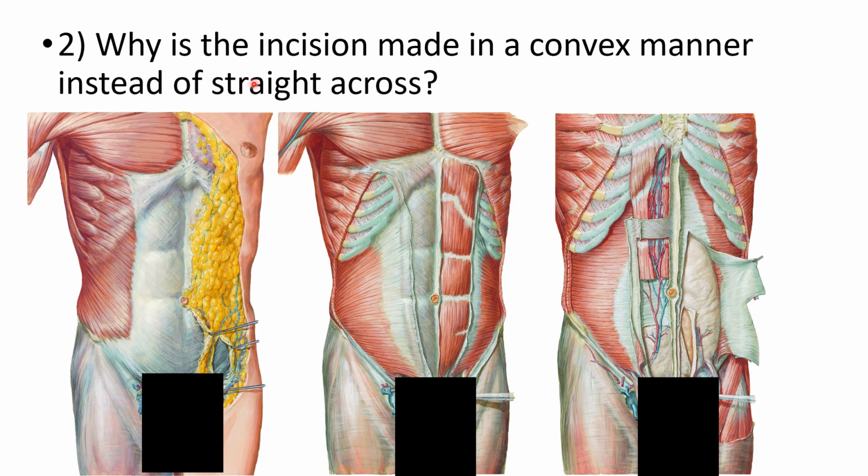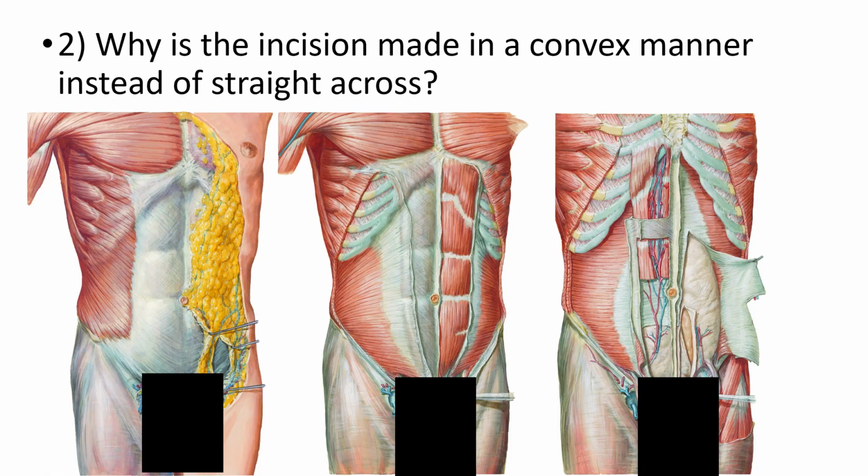Now, the second question is, why is the incision made in a convex manner instead of straight across? Try to see here in this first picture, you can identify external oblique abdominis muscle fibers. They are oblique, running forwards, downwards, and medially. Beneath that, you can identify internal oblique muscle fibers, running upwards and medially. Then beneath the internal oblique, you can identify transversus abdominis muscle fibers, running transversely. Now we are concentrating below the umbilicus, above the pubic hairline.